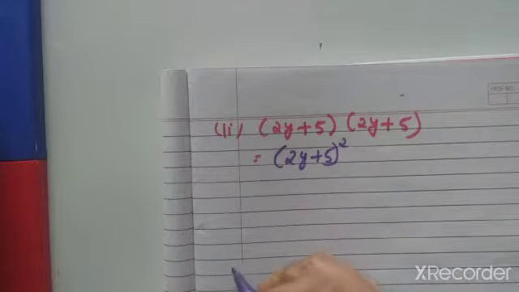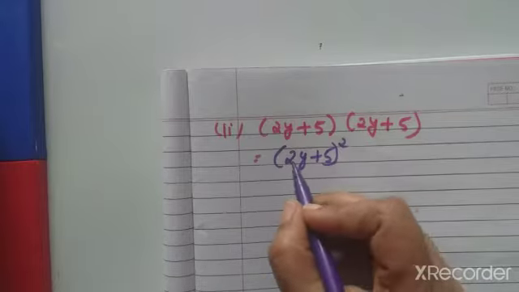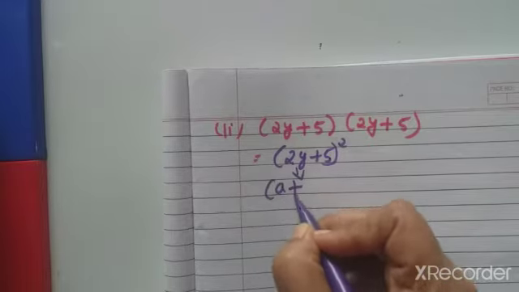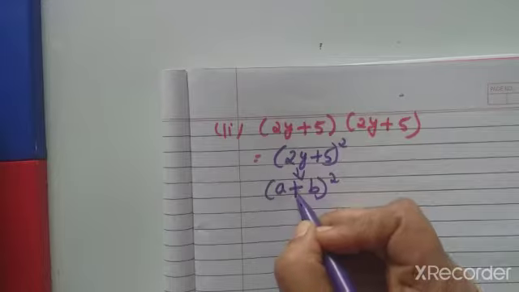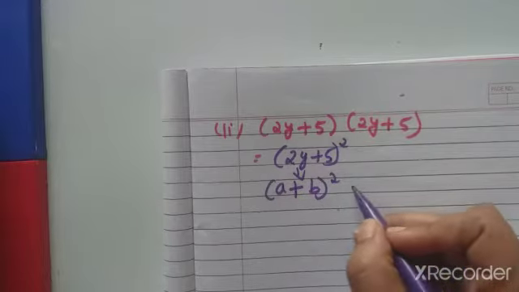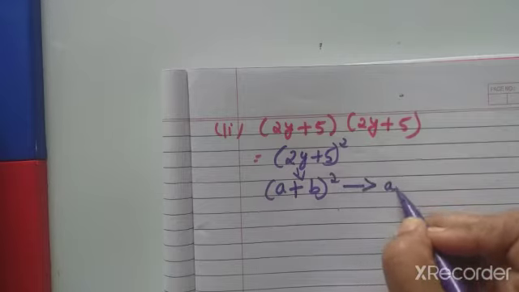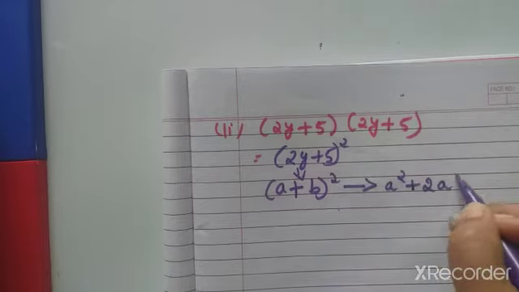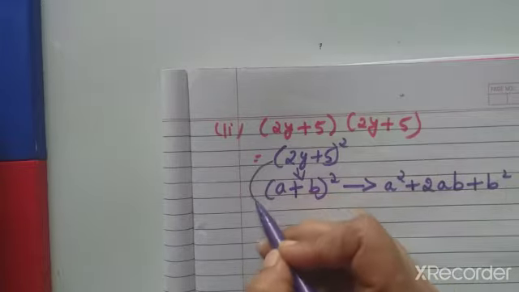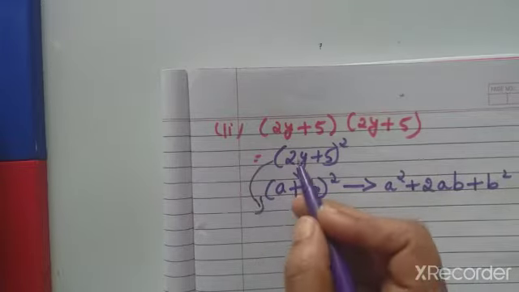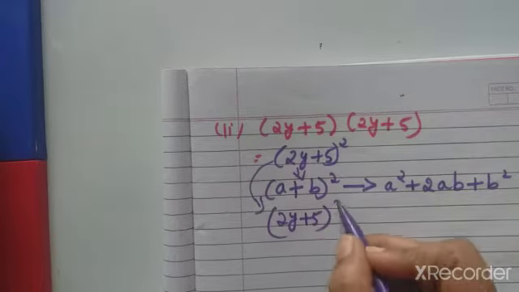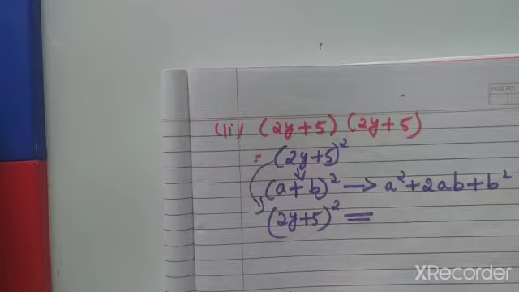Now it looks like which formula? It looks like the (a + b) whole square formula. So here we can apply (a + b) whole square. Here is a plus symbol; if it were a minus symbol, we would have to use the (a - b) whole square formula. What is the identity? A square plus 2ab plus b square. Now write the question here: (2y + 5) whole square. This we have to solve.